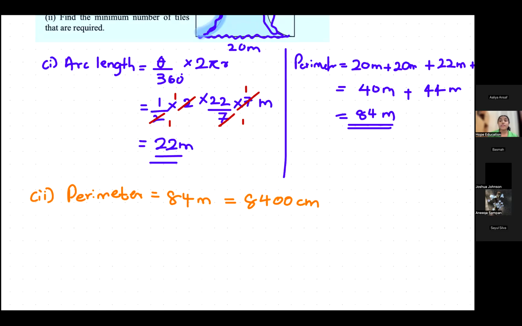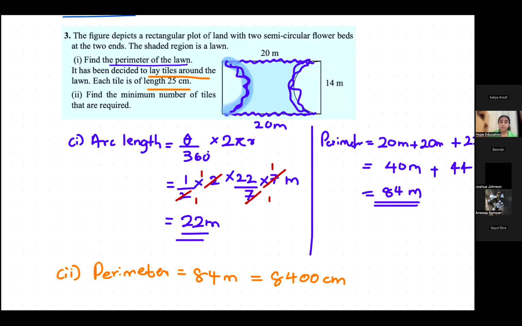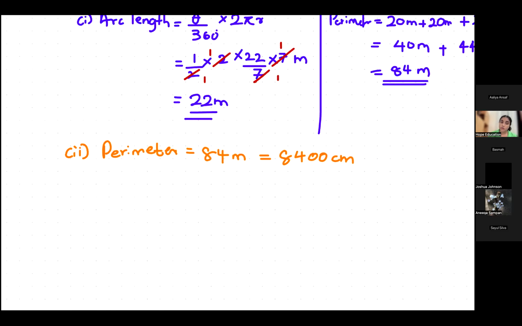The length of one tile is 25 centimeters. So how do we get the number of tiles? The total perimeter is 8,400 centimeters. The length of one tile is 25 centimeters. So now we have to simplify. How does the centimeters unit cancel?